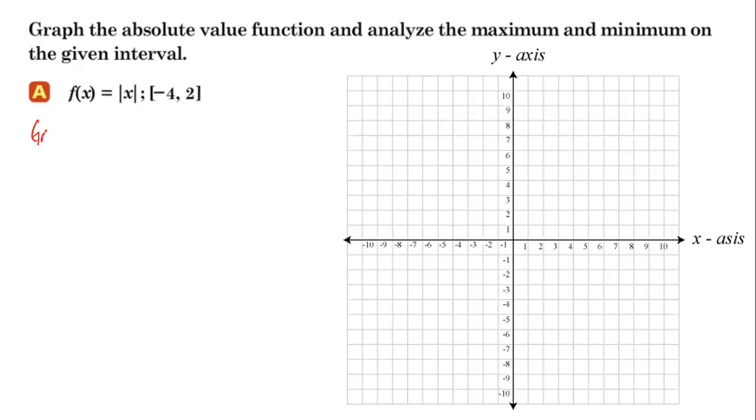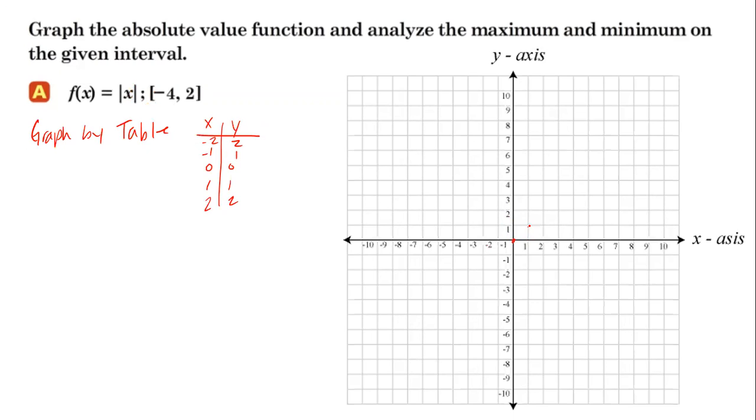So if you choose graph by table, remember you're going to choose points to the left and to the right of your vertex. So this is my parent function. I have no h, no k, so therefore my vertex is 0, 0. And points to the left and to the right would be -2, -1, 1, and 2. And the absolute value, because all it is going into the absolute value, is going to be 2, 1, 1, 2, right? So I'm going to graph that.